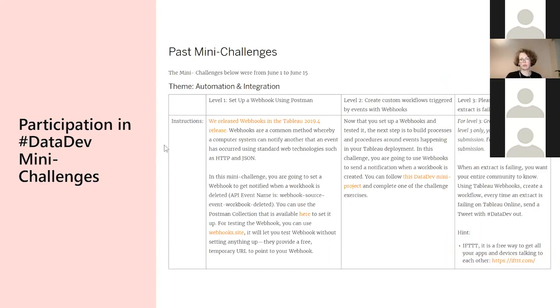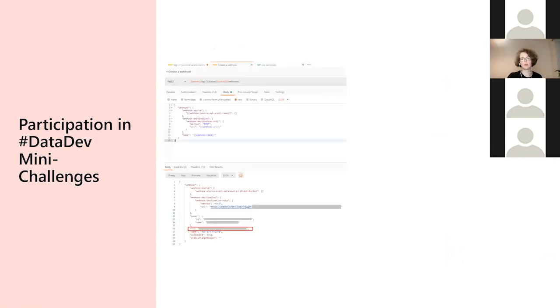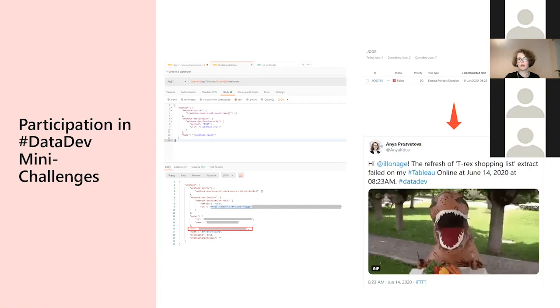So you can say that it sounds quite difficult, but actually, following the guidelines from Tableau, I used Postman to create the webhook, and then I was testing it, and you can see that my extract failed on the server. And at the end, I had this tweet posted on my Twitter account saying that the extract failed. It turned out to be quite easy, but it was very exciting.